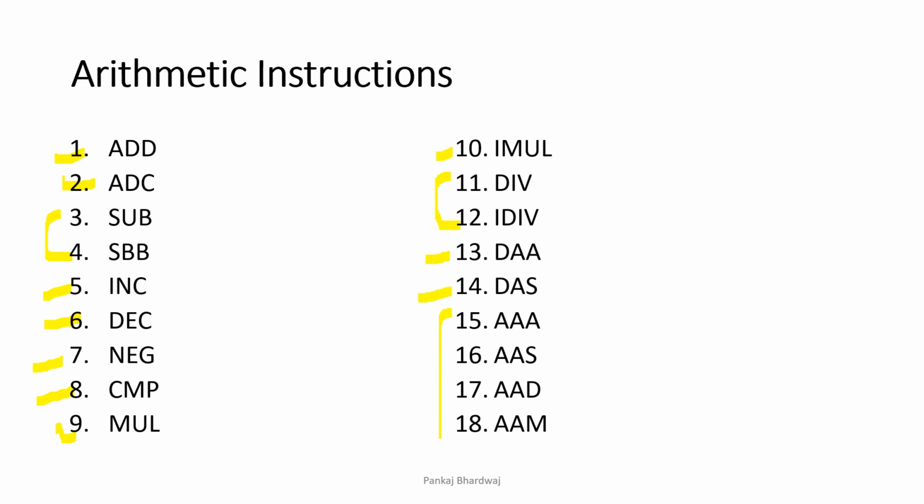And these four are very interesting. We have ASCII adjust after addition, ASCII adjust after subtraction, ASCII adjust after division, and ASCII adjust after multiplication. So let us discuss them one by one.